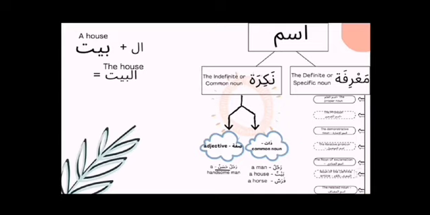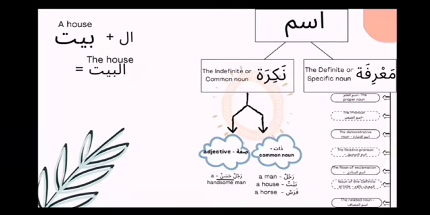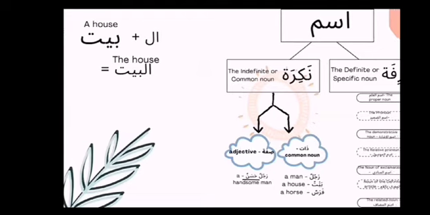Ismul Mudaf is any common noun attached with any of the above 6 mentioned nouns. We will see that later. As we already know what Ismul Alam is, we are going to learn about Ismul Dhamir.